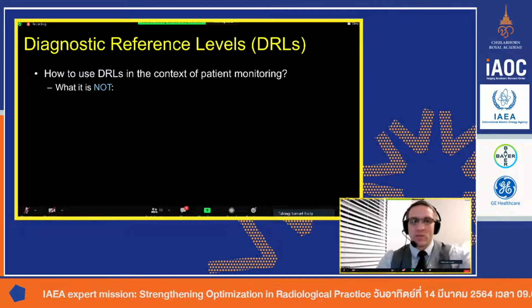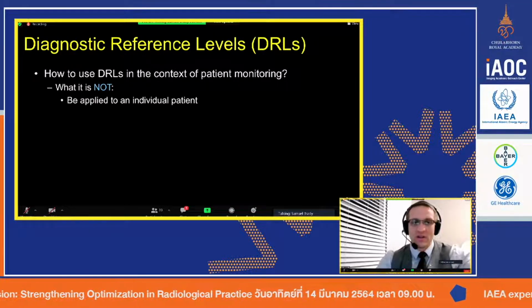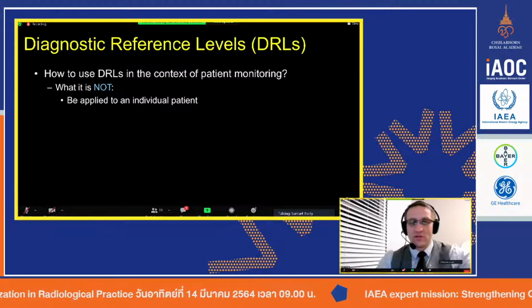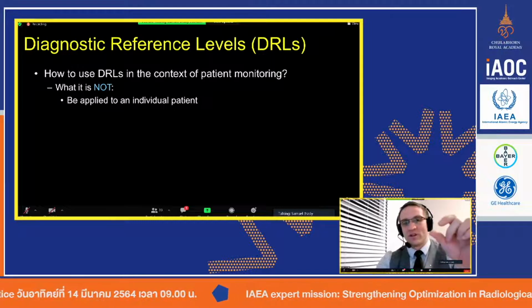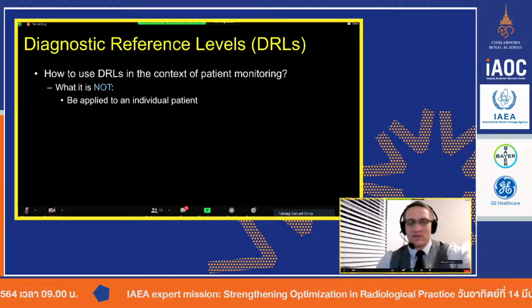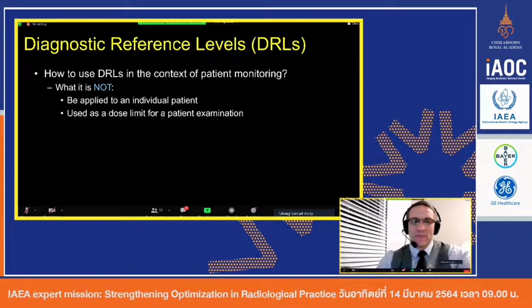So what are not DRLs? How should we not use it? Well, they're not to be applied to individual patients. So you scan a patient, it has a CTDI vol of 25 milligray. You can't necessarily compare that value to the DRL. And there's a reason for that. We've talked about it, but you're not supposed to just make that direct comparison.